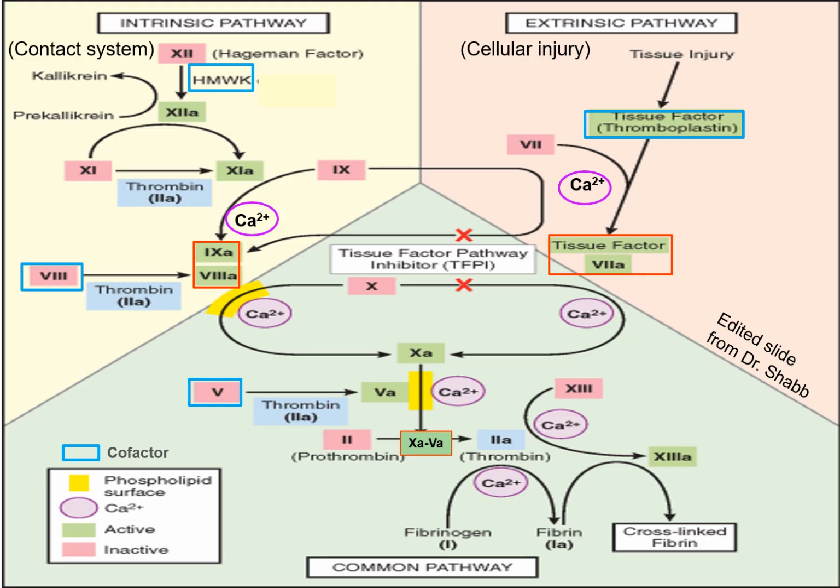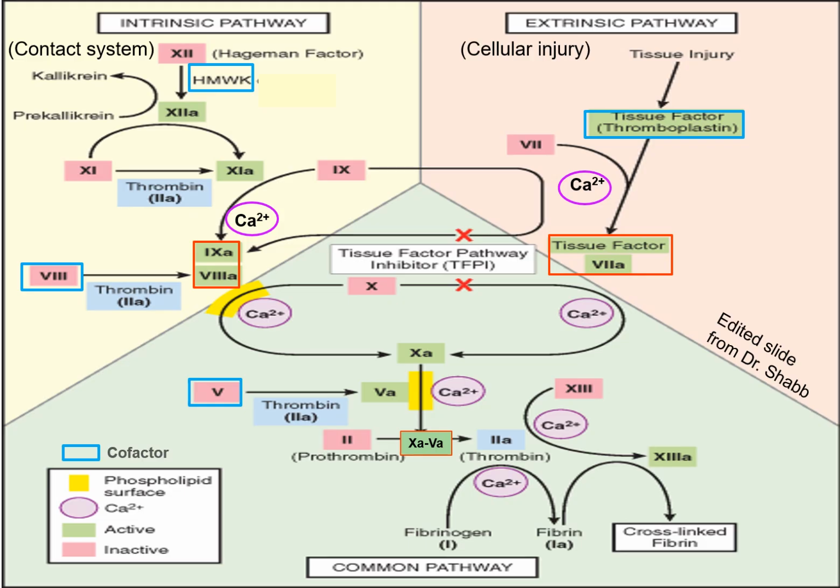Extrinsic pathway is relatively well understood. We start with tissue injury, and that leads to exposure of tissue factor or thromboplastin. And tissue factor binds with factor 7A. Factor 7A auto-activates, and we discussed that this activates factor 9 and factor 10.